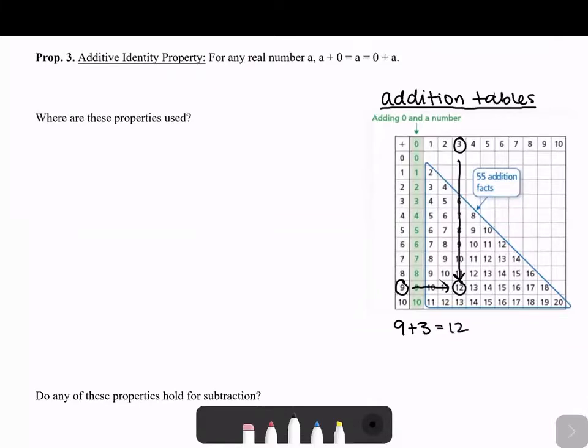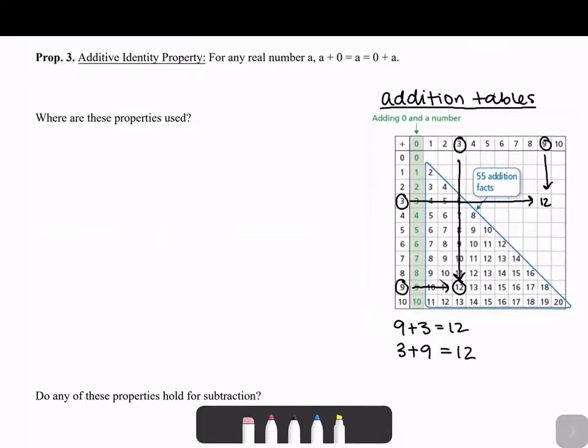Because we have this commutative property, we also know that 3 plus 9 is the exact same thing. It doesn't change. So if we start here at 3 and go over, and then at 9, this right here should be 12. So these tables will mirror each other, right over this blue line, it'll mirror the different addition facts that we have. So that's where we can use the commutative property.